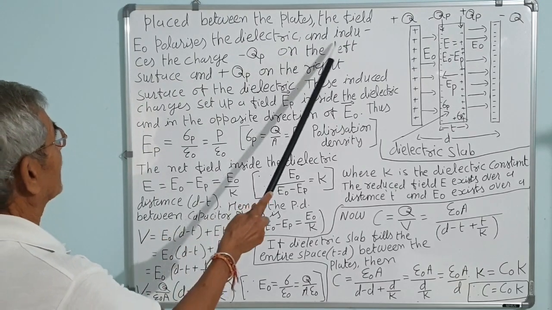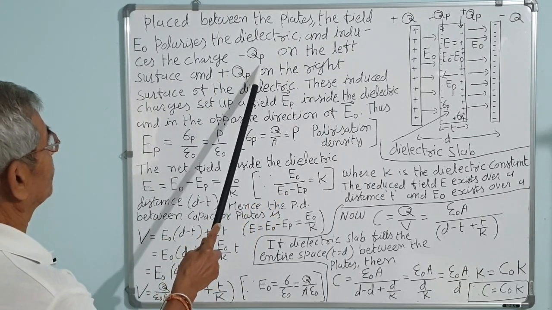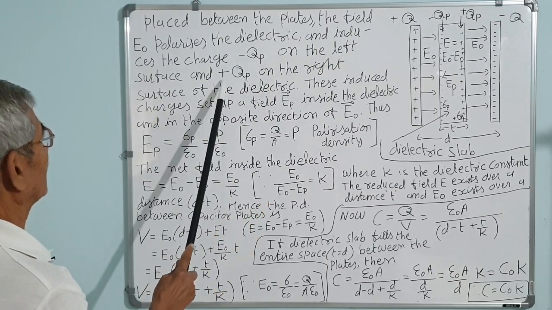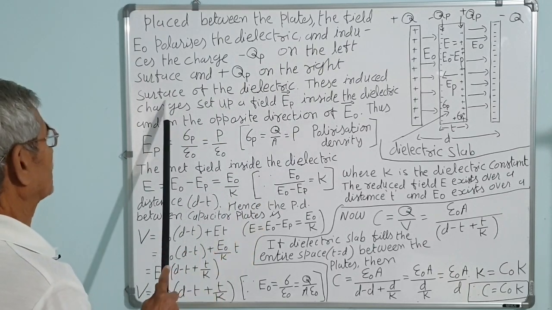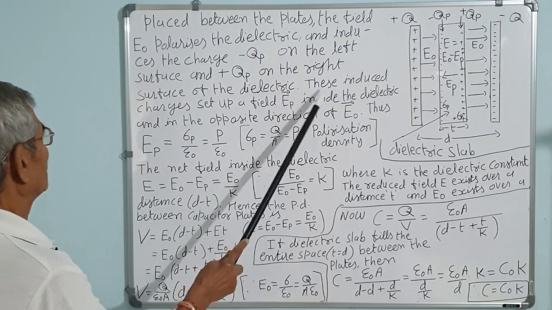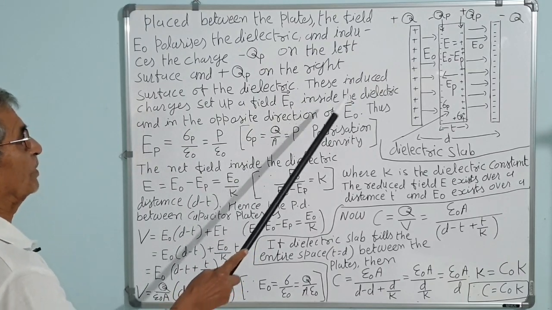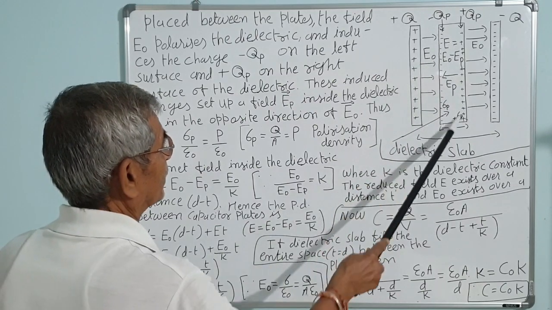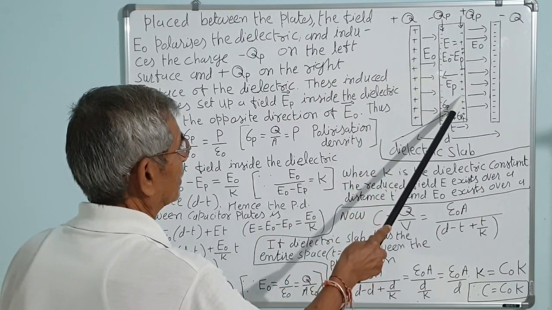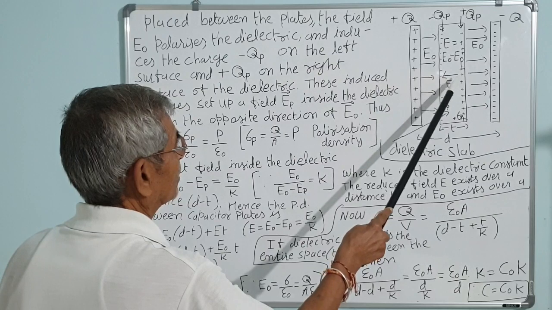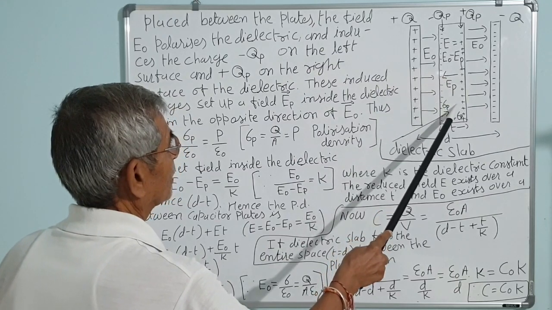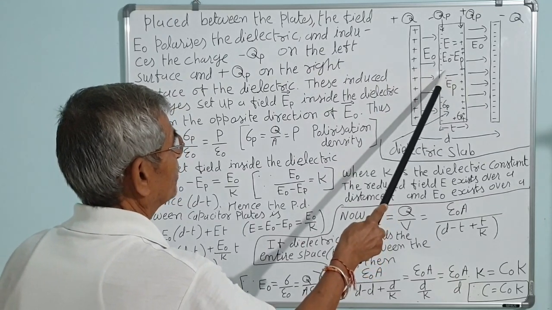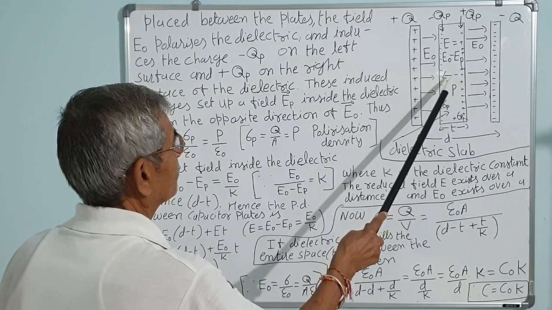E0 polarizes the dielectric and induces the charges minus Qp on the left surface and plus Qp on the right surface of the dielectric. These induced charges will set up an electric field. This side is positive and this side is negative, so the electric field will be in the opposite direction. Ep is the electric field developed due to the induced charges, that is, due to polarization.